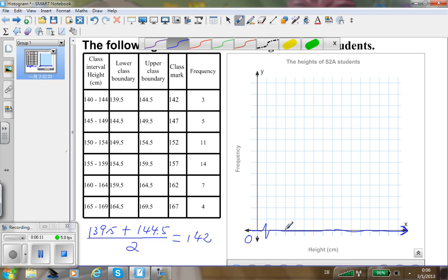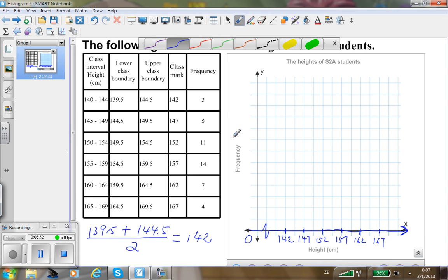Then we can first mark the points here, and we will use the class mark to represent each class. I can mark this point, which represents the value 142, and then this is 147, 152, 157, 162, and this is 167.